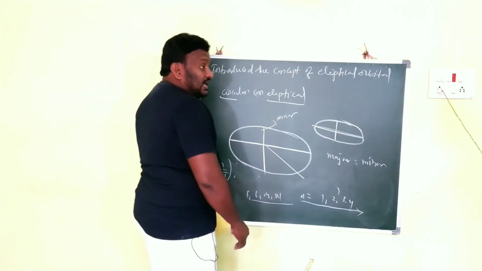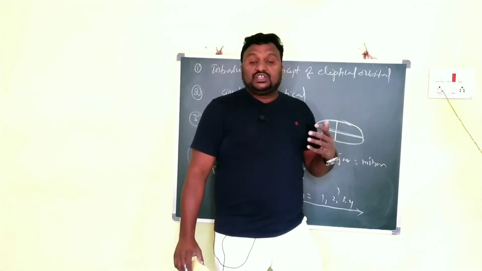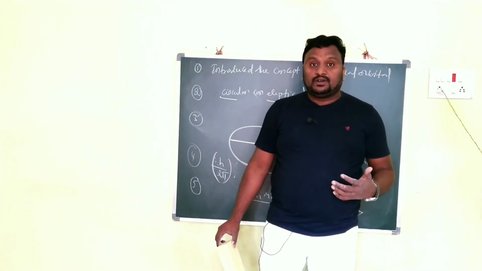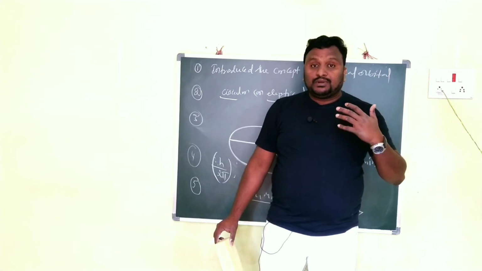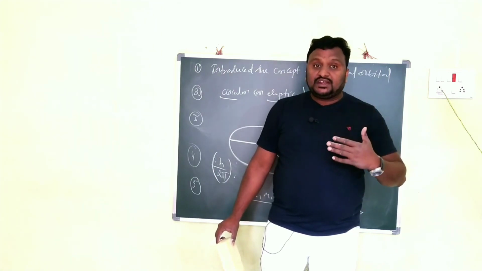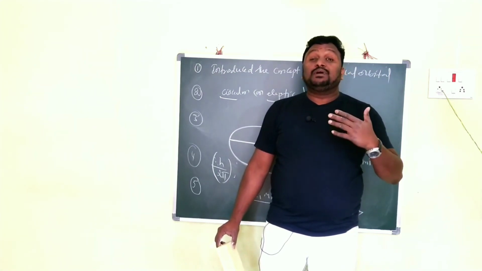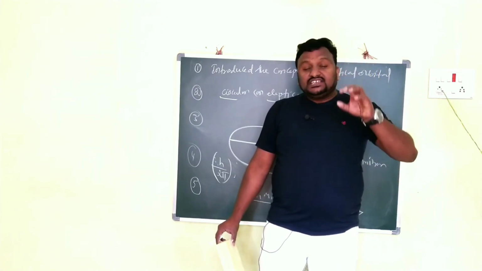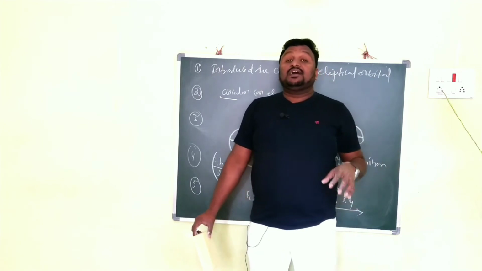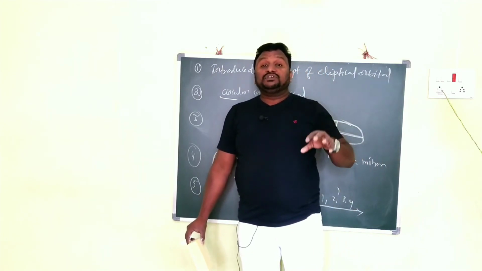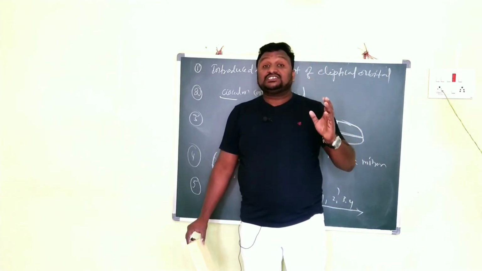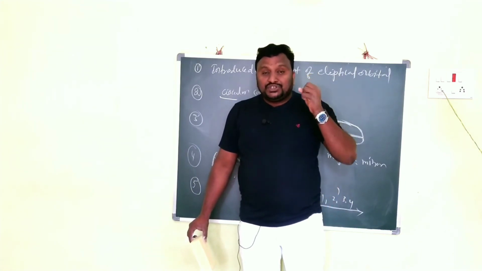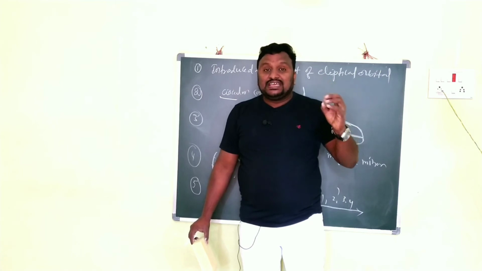Clear, children? And now he introduced one quantum number, that is the azimuthal quantum number. He also gave one concept of sub-energy levels. So these sub-energy levels are responsible for the formation of groups of lines in a spectrum. Clear? He introduced the concept of sub-energy levels.